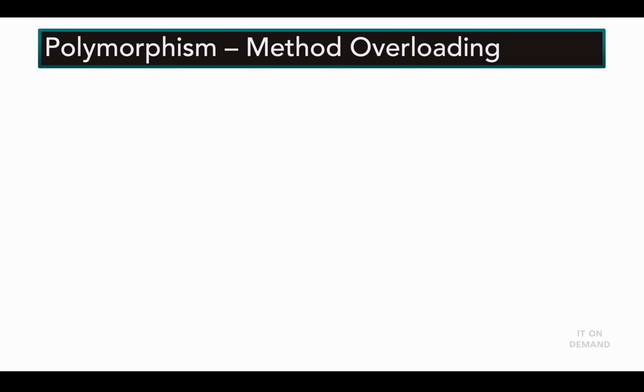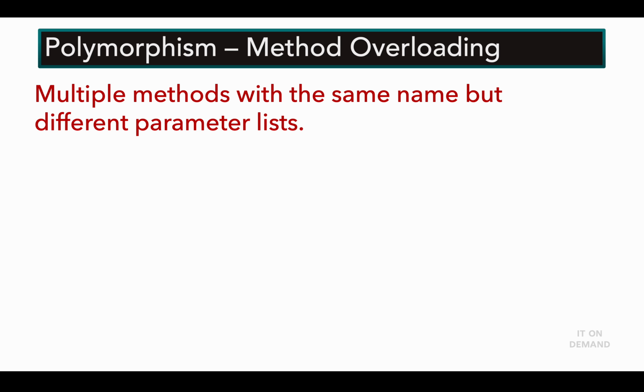So let's look at method overloading. We have multiple methods with the same name, but different parameter lists. So essentially, we have multiple methods. These methods have the same name. So you can have something like draw, and we have draw something else. But we'll take a look at an example here. What I need you to pay attention to is that you have multiple methods. These methods have the same name, but they have different parameter lists.